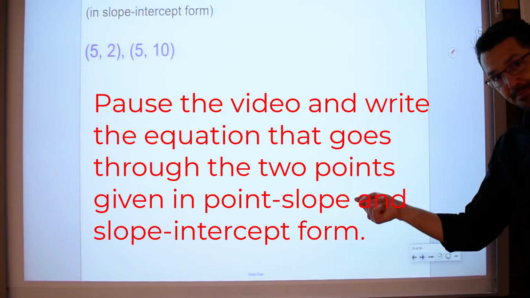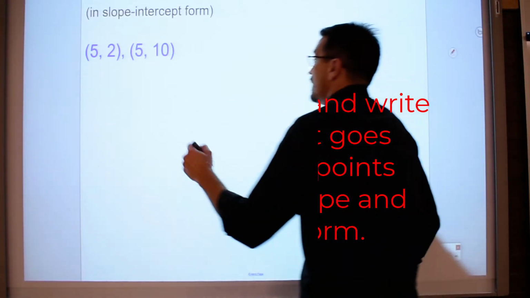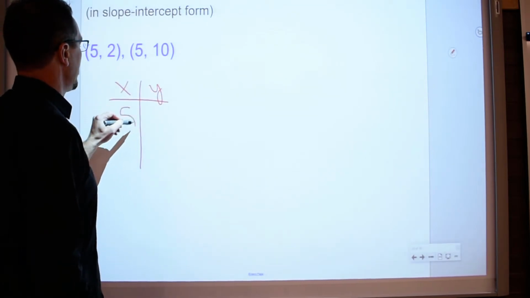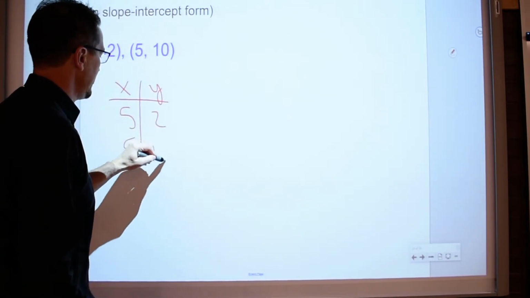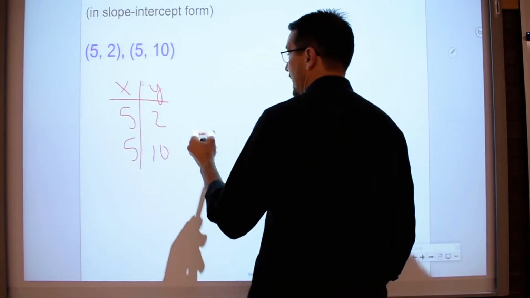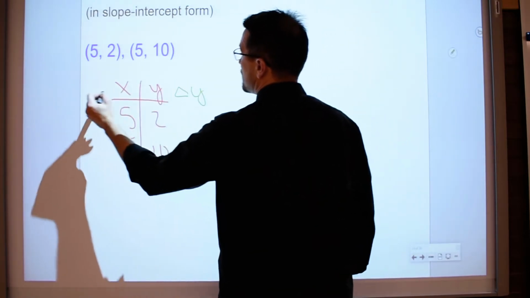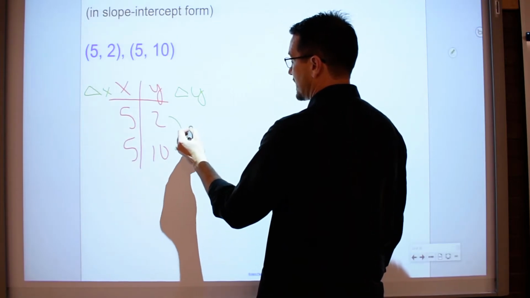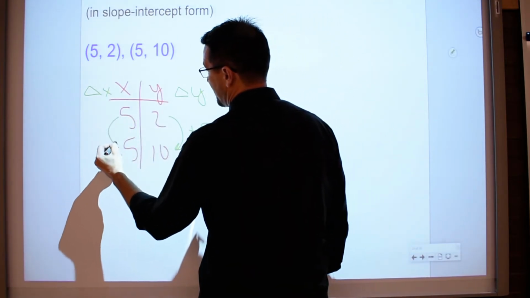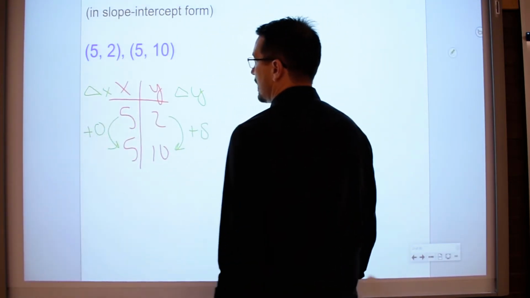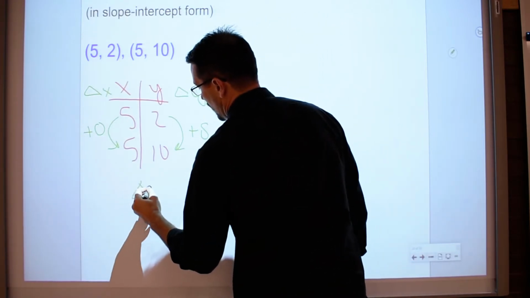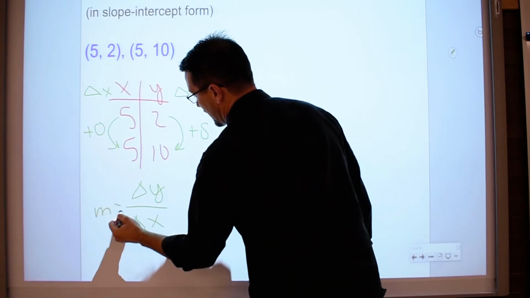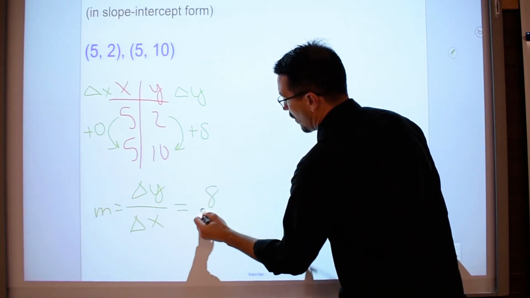Go ahead and try it. All right. Boom. I start off with my table again. X, Y. I get 5, 2, 5, 10. And then I go, okay, change in Y, change in X. My change in Y from 2 to 10 is plus 8. My change from 5 to 5 is plus 0. And then remember, my change in Y over my change in X is my slope. And so I get 8 over 0.